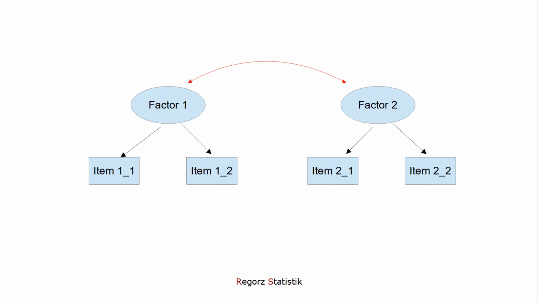Because if empirically you specified a model where in the end those 2 factors are not correlated, contrary to your expectation, then this model breaks down to 2 isolated factors with 2 items each, and an isolated factor with 2 items is not identified. So without the correlation between the 2 factors, you won't be able to estimate this model.